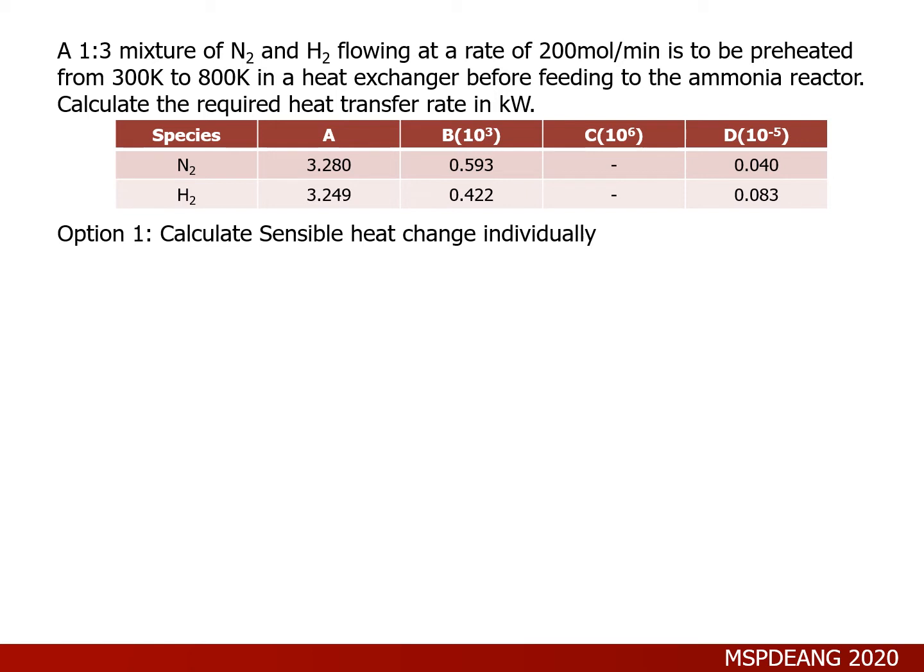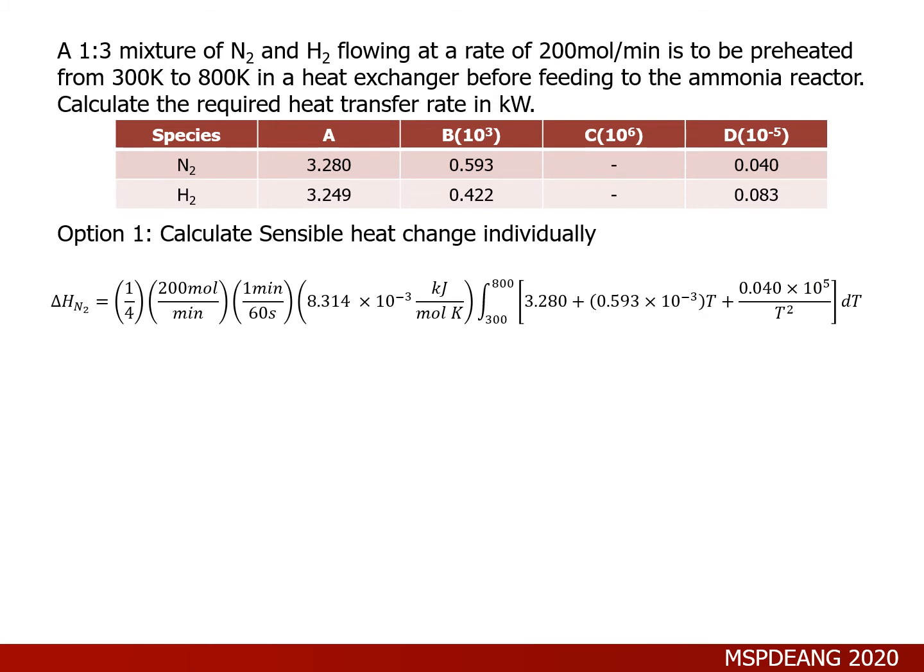So option 1, let's calculate the sensible heat change of each species individually. So first, delta H of N2. Okay, so ito yung moles of N2. Conversion factor lang from minutes to 60 seconds. Tapos, let's use the ideal gas constant na 8.314 times 10 to the negative 3 kilojoules per mole K para medyo maganda yung units. Naka-kilowatts tayo. And nasa loob ng integral ngayon, yung respective values ng heat capacity constants natin. And evaluate the integral.